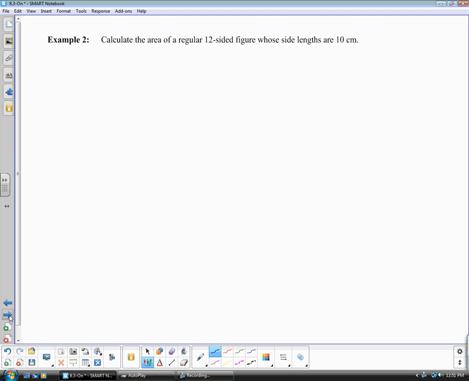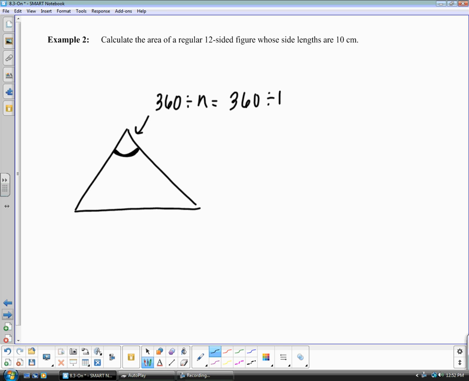Looking at example number 2, I'm not going to draw a 12-sided figure, but we can draw that triangle that's going to show up inside. This is our central angle, and to find your central angle, again, you do 360 divided by n. In our case, it's 12. 360 divided by 12, you're going to get 30 degrees. So that whole angle is 30 degrees. Let's drop down our apothem. This angle now is going to be 15 degrees.